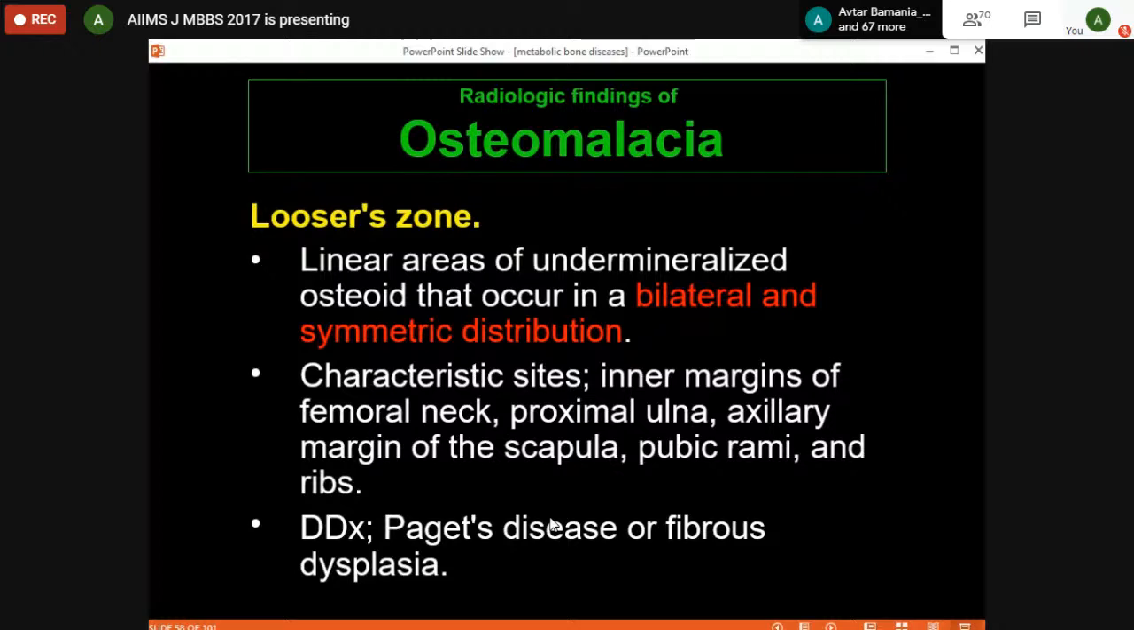What are Looser zones? These are linear areas of undermineralized osteoid that occur in a bilateral and symmetric distribution. What are the characteristic sites? These are the femoral neck, proximal ulna, axillary margin of the scapula, pubic rami, and ribs. And the differentials are Paget's disease or fibrous dysplasia.